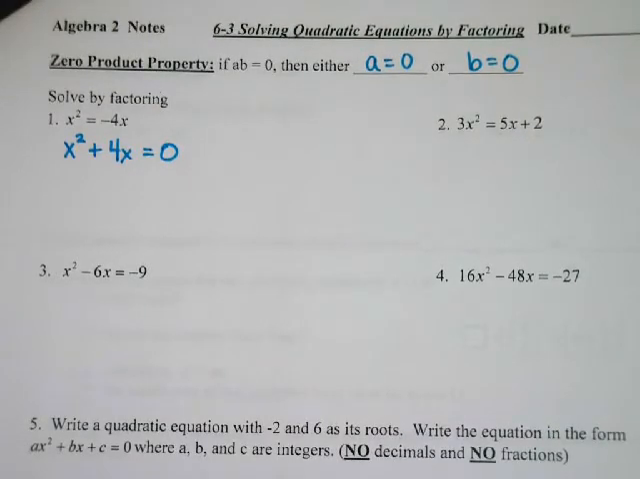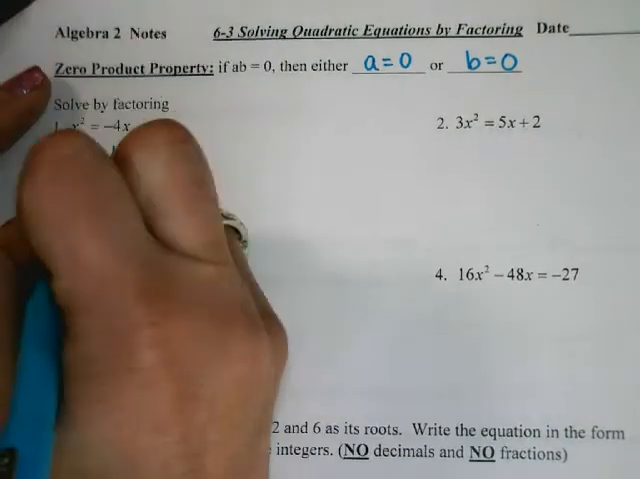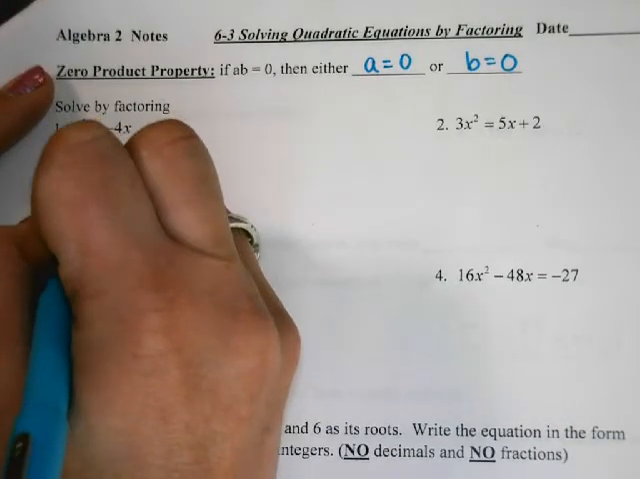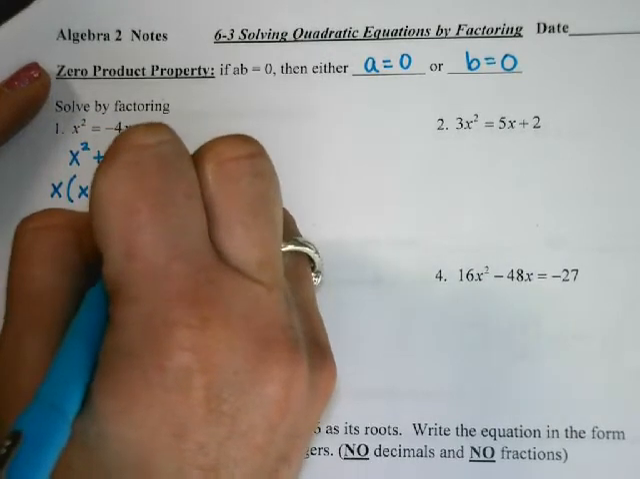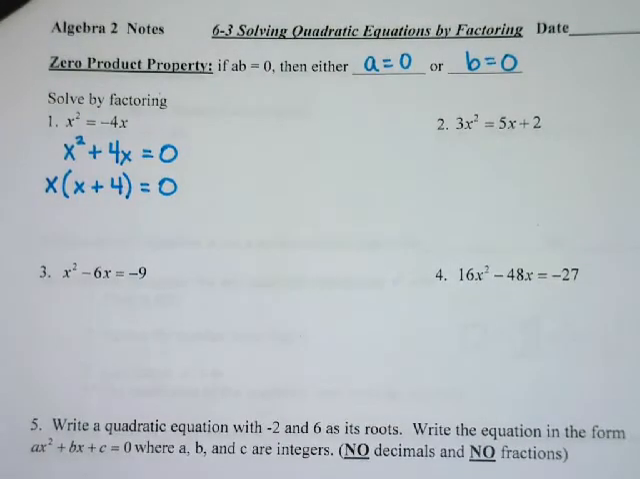All right, and then remember the very first thing we always do when we are factoring is we look to see if they have anything in common. Do x squared and 4x have anything in common? An x. Let's pull it out front. So that I'm left with x times x plus 4. X plus 4.